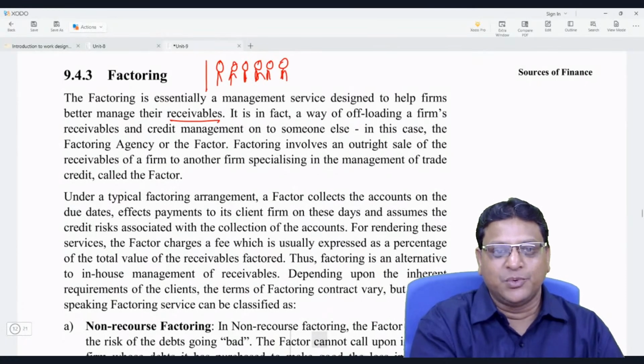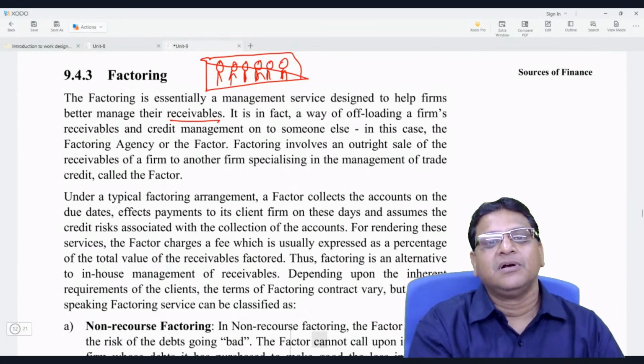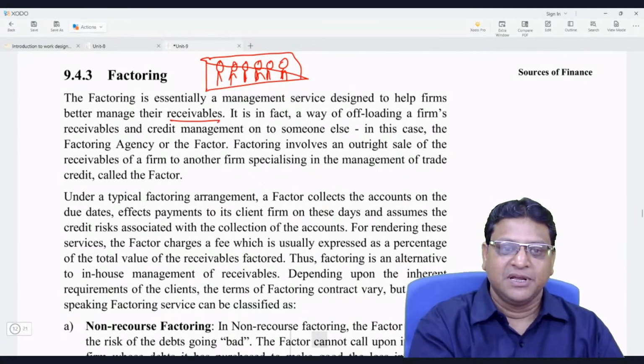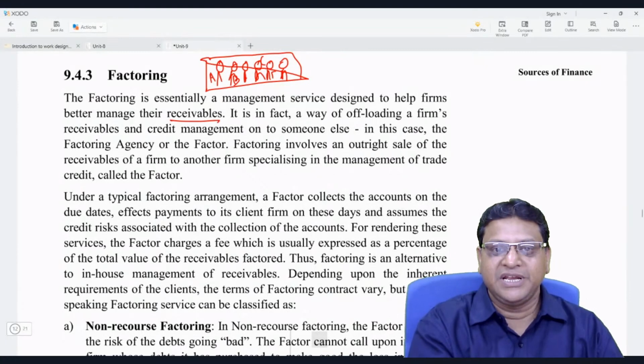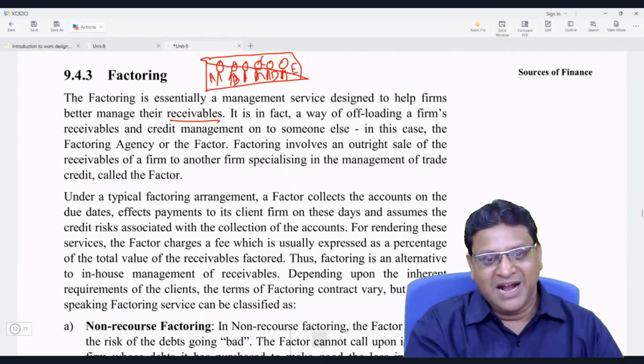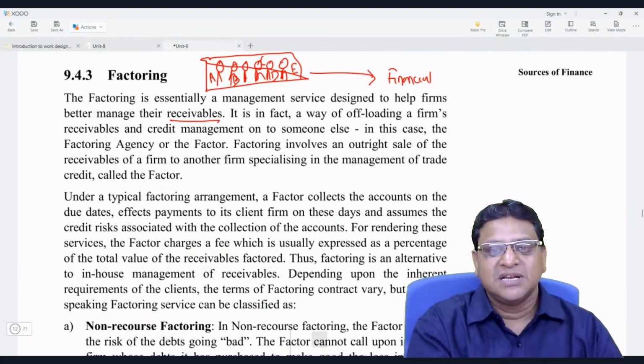What will the company do? The company has sold goods to these persons on credit. It has to receive from A 10,000, from B 8,000, from C 10,000, from D 9,000, from E 18,000. It will pack all these debtors and sell them to a financial institution at a discount. Total is, let's take an example, 27,000.